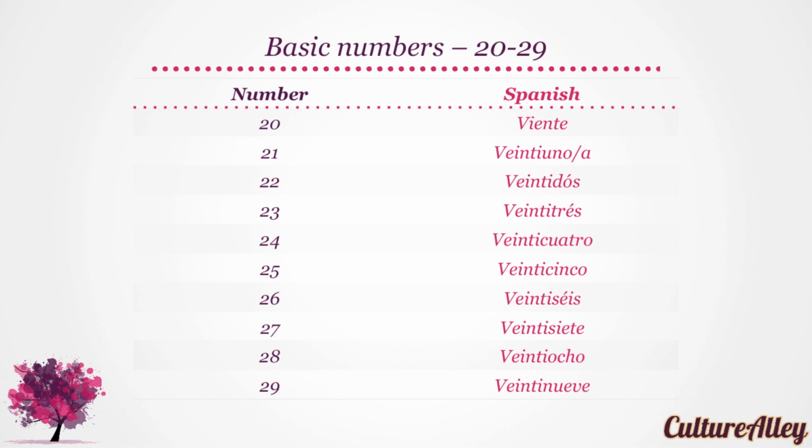Let's move further and revise numbers from 20 to 29 once again. 20 translates to veinte. 21 becomes veintiuno or veintiún. 22 becomes veintidós. 23 is translated as veintitrés. 24 will become veinticuatro. 25 is veinticinco in Spanish. 26 translates to veintiséis. 27 is translated as veintisiete. 28 will become veintiocho, and 29 is veintinueve in Spanish.